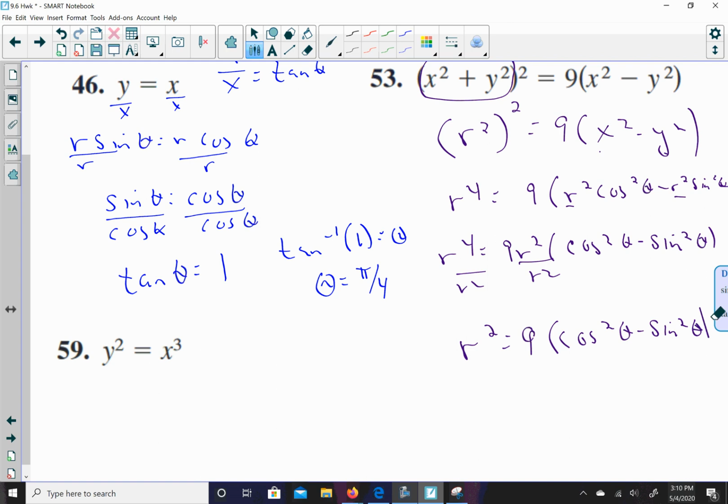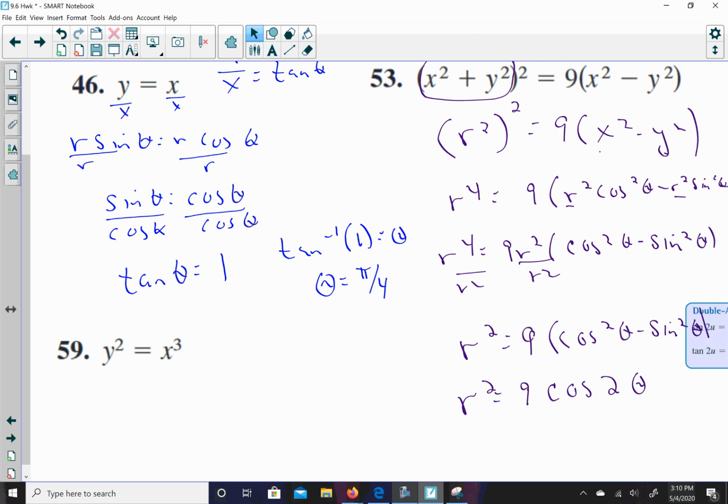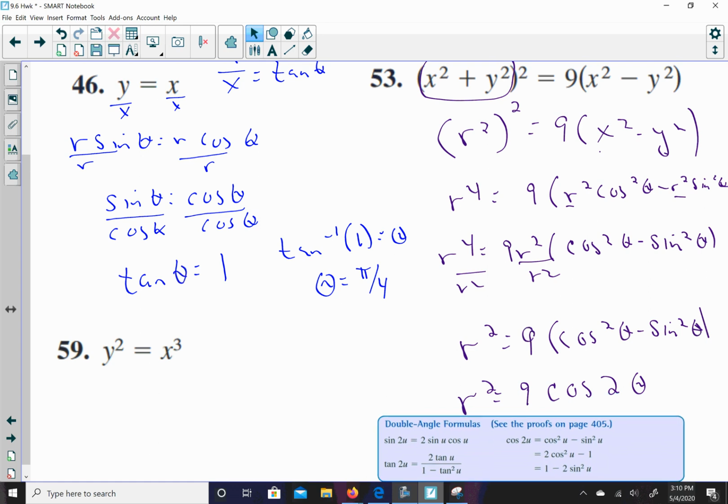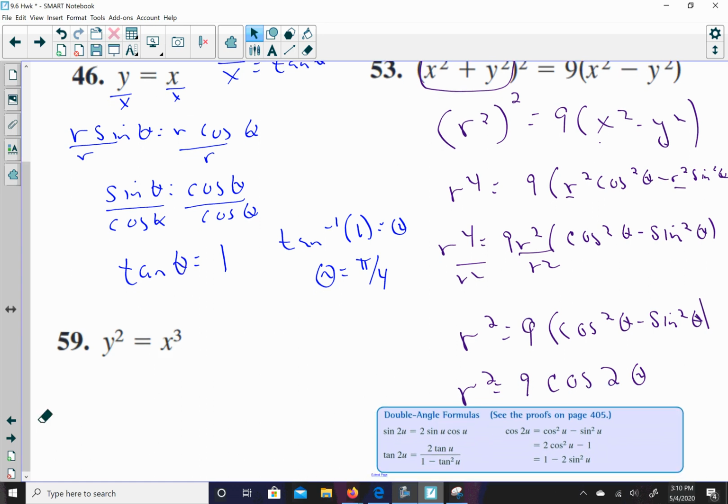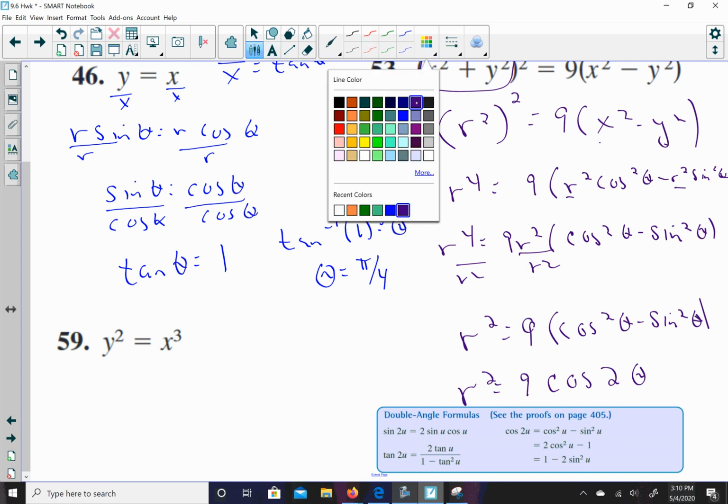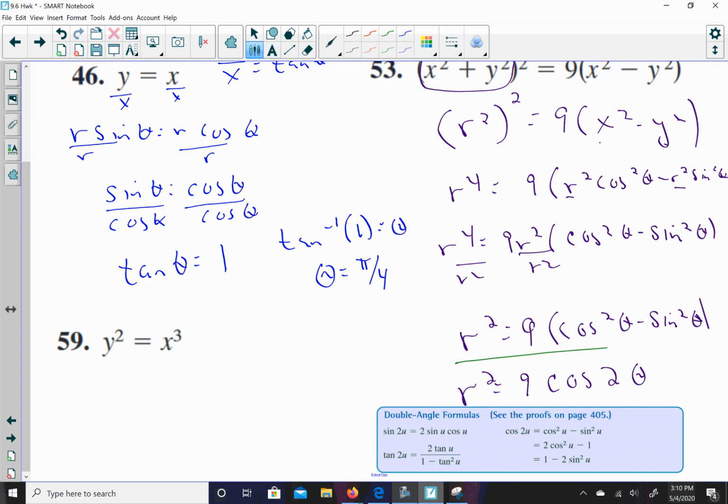Now, when you go to check your answers, you're not going to see that in the back of the book. You're going to see r squared is equal to 9 and then cosine 2 theta. And that's because they're hoping that you remember from chapter 5 in trig, your double angle theorems, where cosine 2 theta is equal to cosine squared theta minus sine squared theta. So the book expects you to get here. I am so very, very happy if you guys get here. That's fine. But this is how the book gets to there.